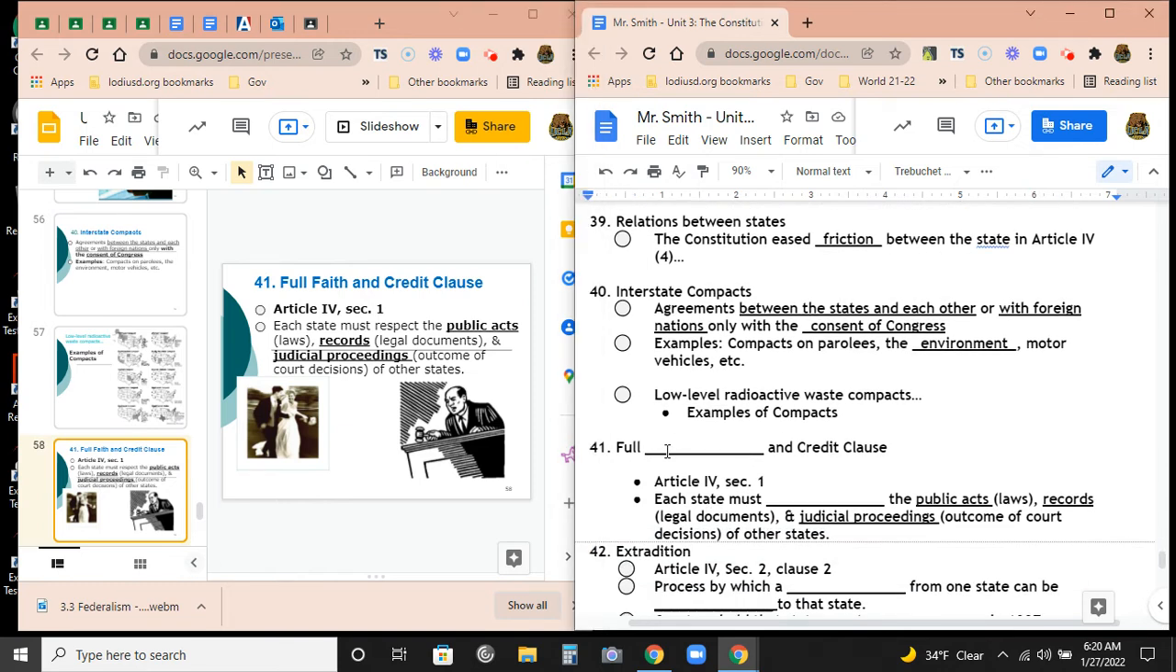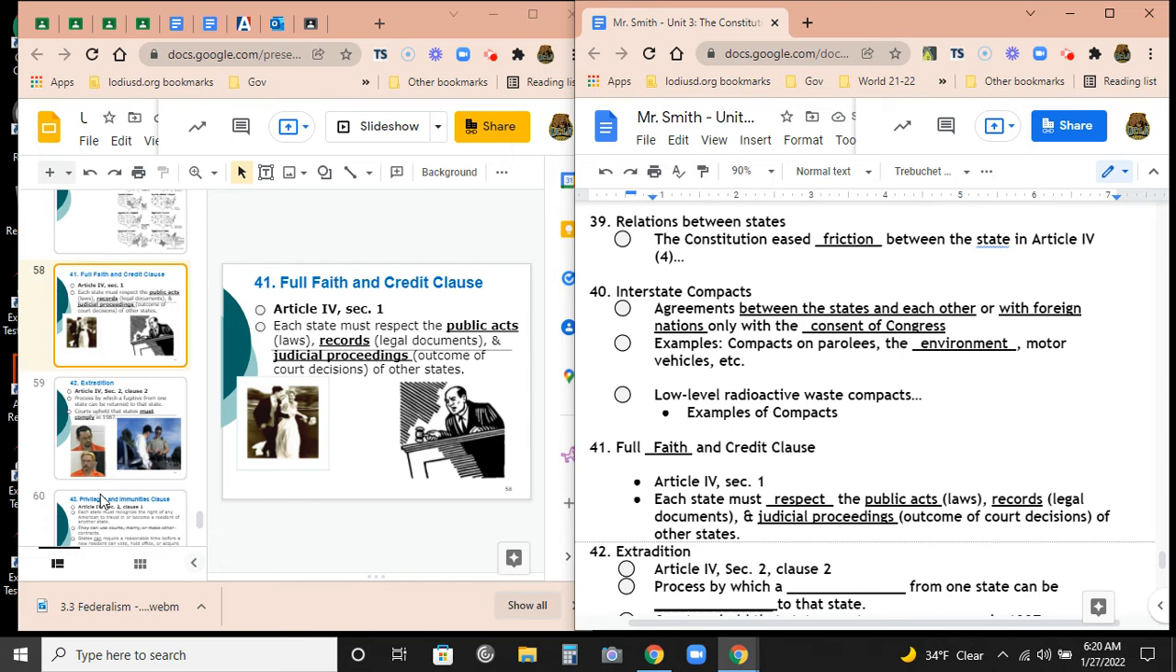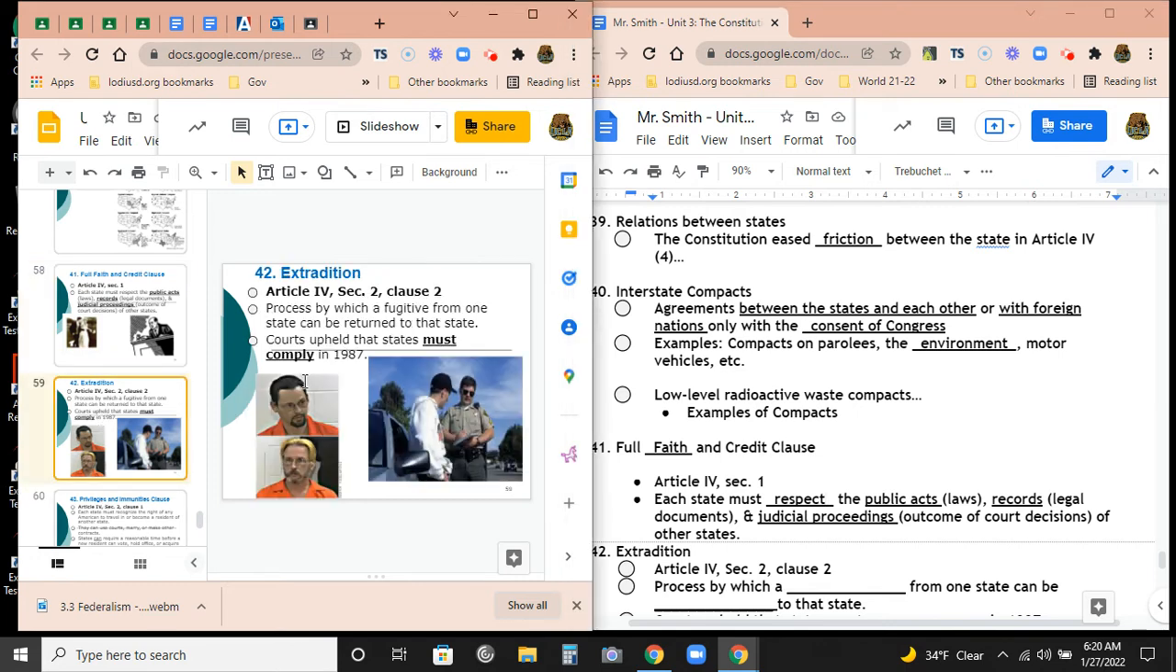Let's go ahead and write in full faith and credit. Anything else we need to? It's like respect. So you have to respect what's done in another state in terms of laws, legal documents, judicial outcomes. So, like if you owe money from a court decision, you still have to pay, even if you choose to move. All right, let's go to the next one.